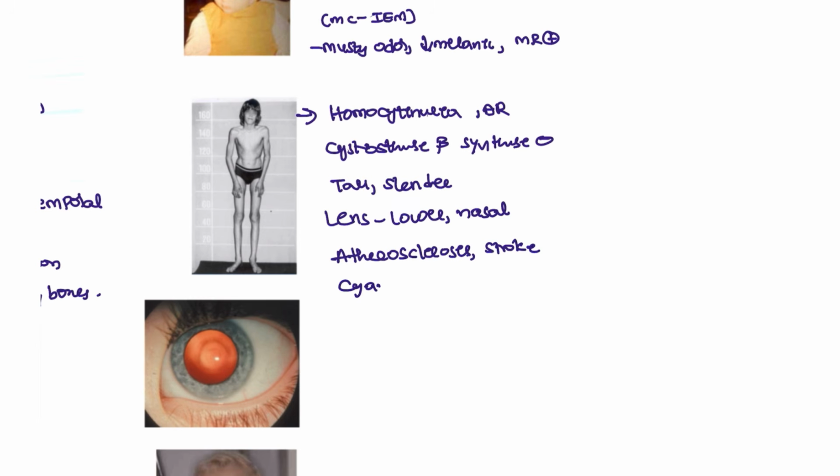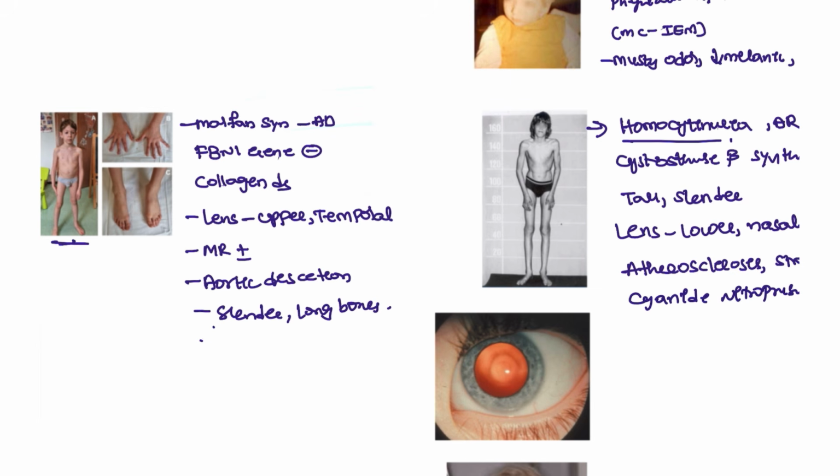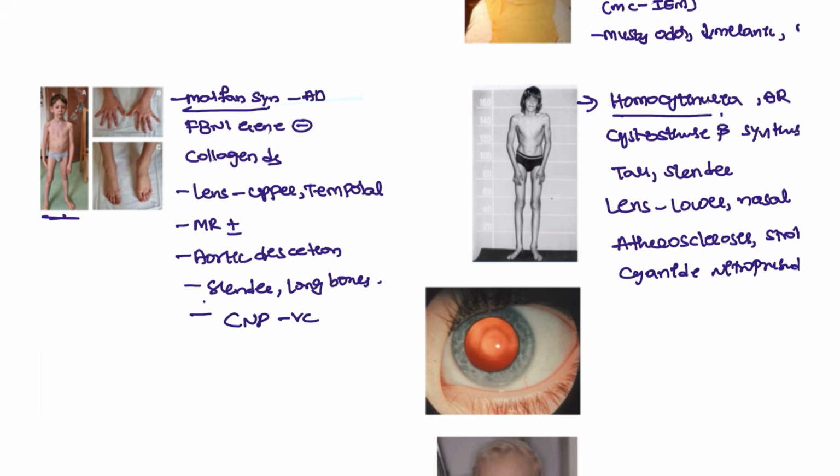And the most differentiating feature is the cyanide nitroprusside test is positive in the patients of homocystinuria, and the same test, the cyanide nitroprusside test, is negative in the patients of Marfan syndrome.